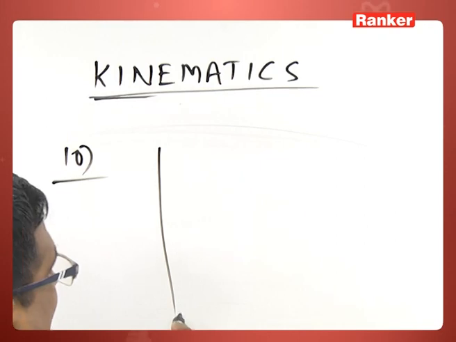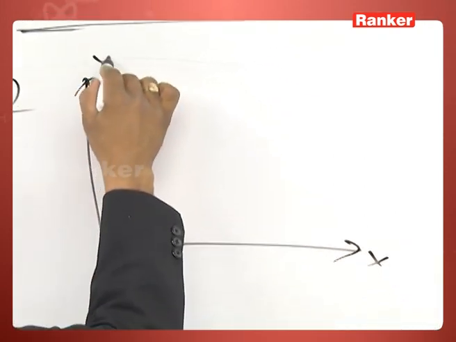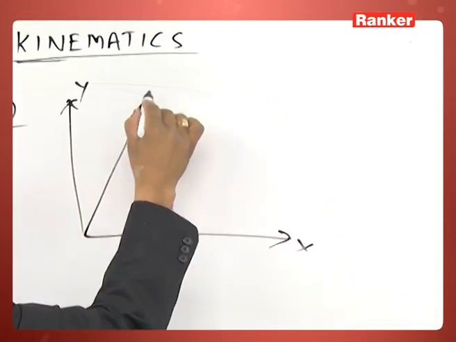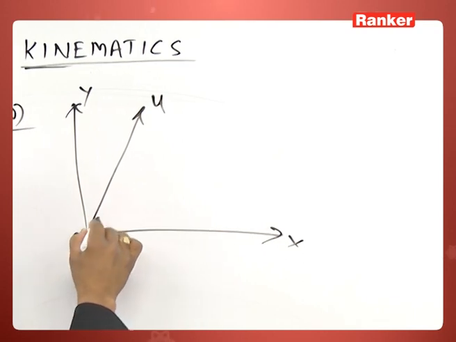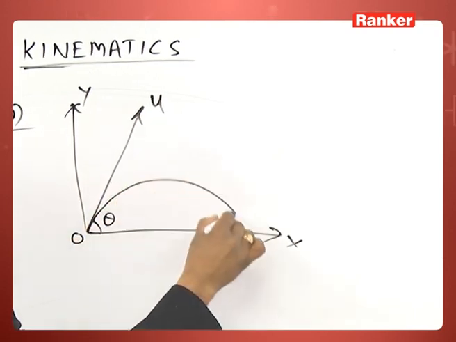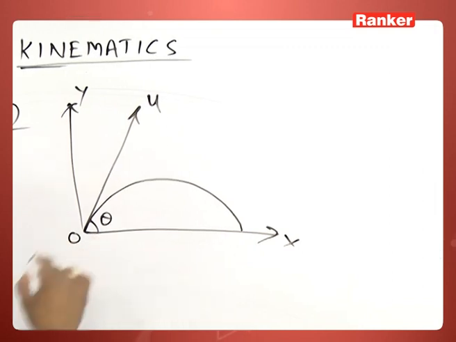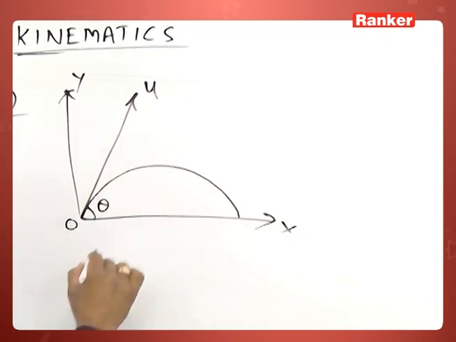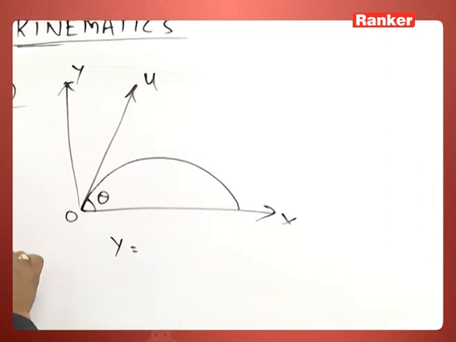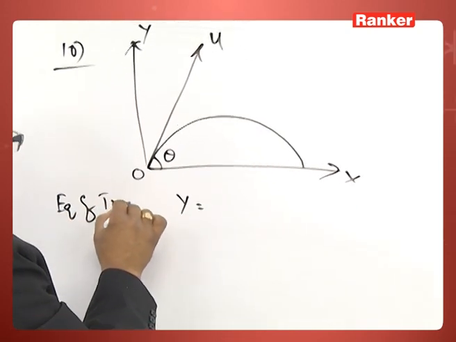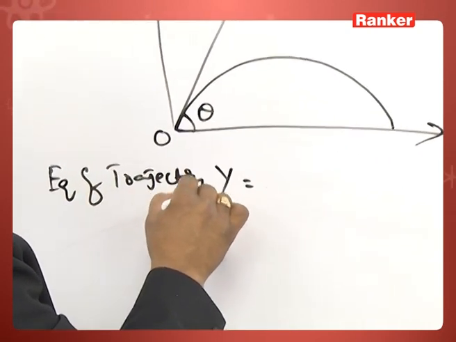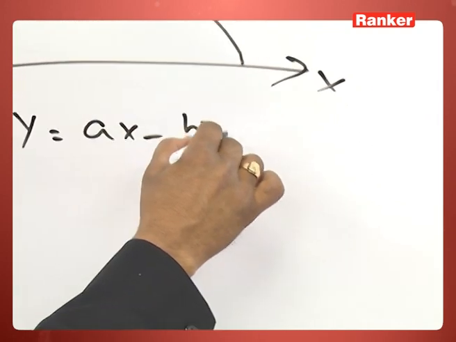And you know, for a projectile, when it is projected at an angle theta with a velocity u, it strikes the ground in a parabolic path, that you know. Then what is the equation of trajectory? The equation of trajectory, you know, y is equal to ax minus bx square.